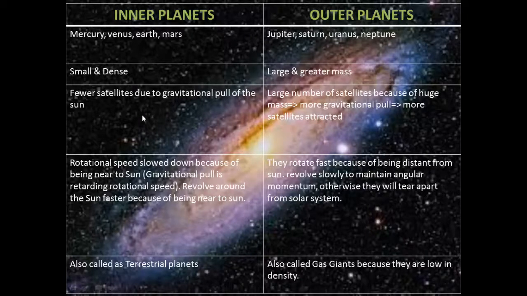So inner planets have fewer satellites, whereas outer planets, we will see in further slides, have more than 50, and one of the planets has more than 30 natural satellites. I think it is Jupiter only, we will see in further slides, but they have a lot of natural satellites. Why? Because they are far away from the sun, so its gravitational pull won't reach them.